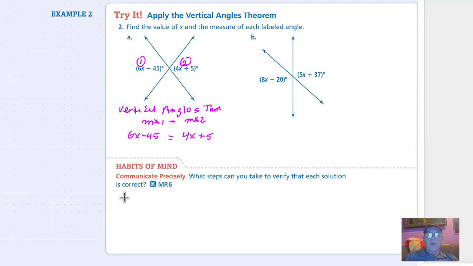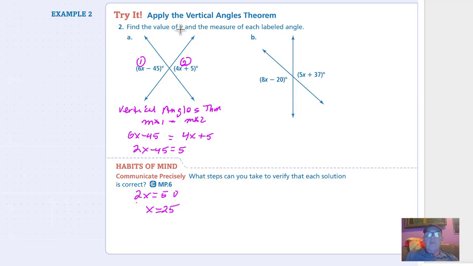Sets those equal to each other. And now I would solve for x. I would take away 4x from both sides. We'd call that subtraction property of equality. And then I would add 45 to both sides. We would end up with 2x is equal to 50. That would be addition property of equality. Then I would divide both sides by 2. I would have x is equal to 25. And that would be division property of equality.